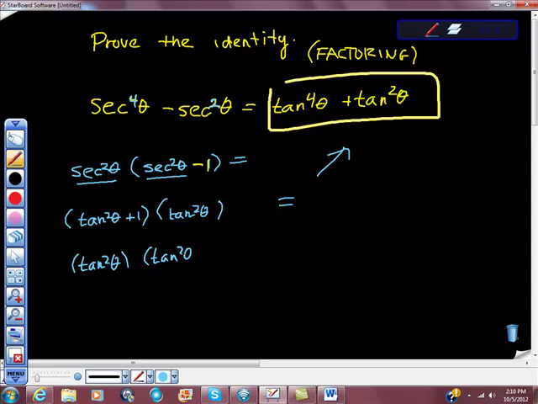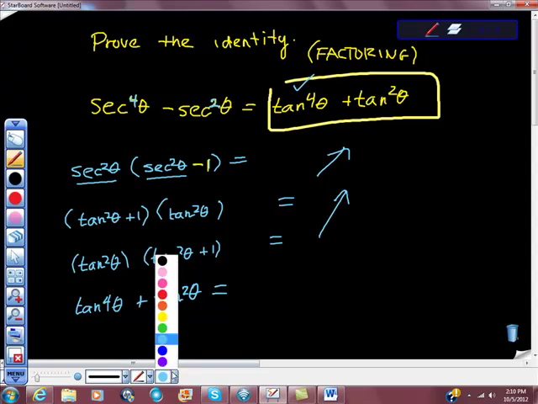Tan squared theta, right, plus 1. Remember, it still has to equal the right-hand side up there. But look what happens. Tan squared theta times tan squared theta is tan to the fourth theta, isn't it? And then tan squared theta times positive 1 is tan squared theta. Now we go down, Will, and see if this matches. And we have our left-hand side. Does it match our right-hand side?